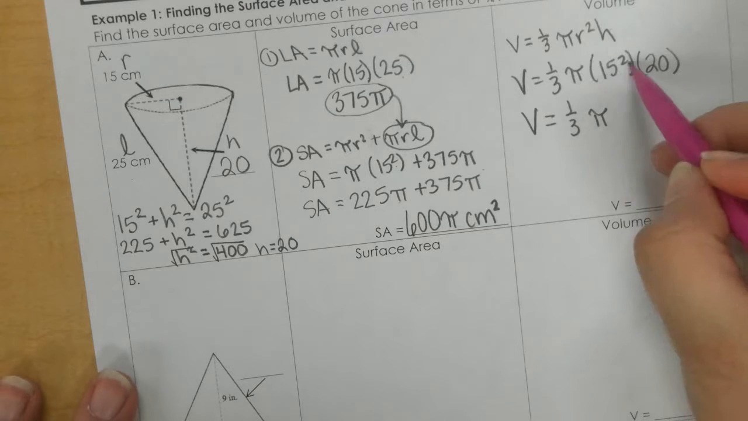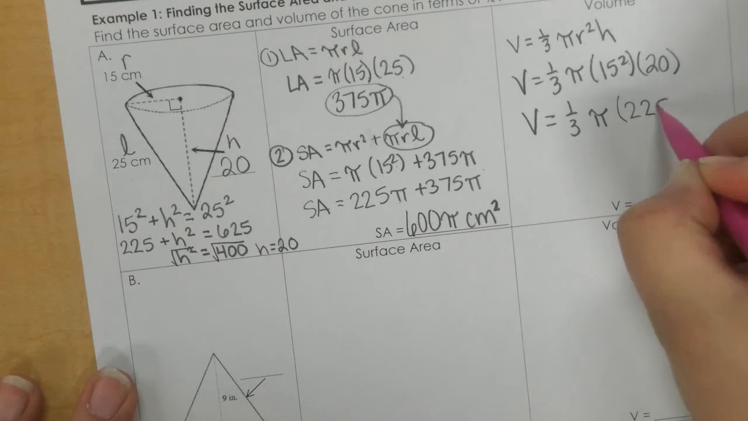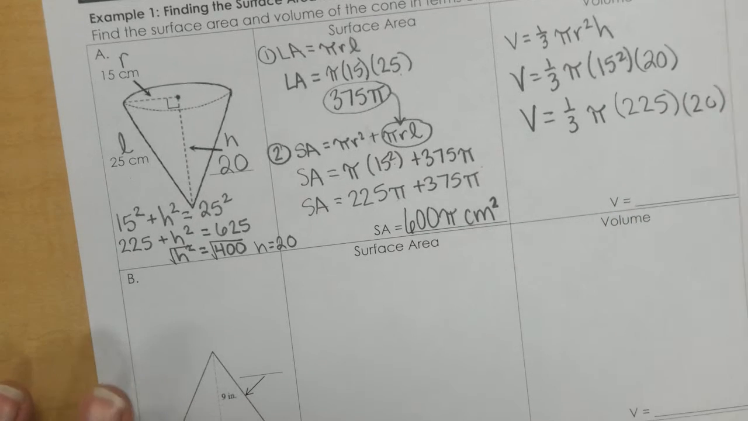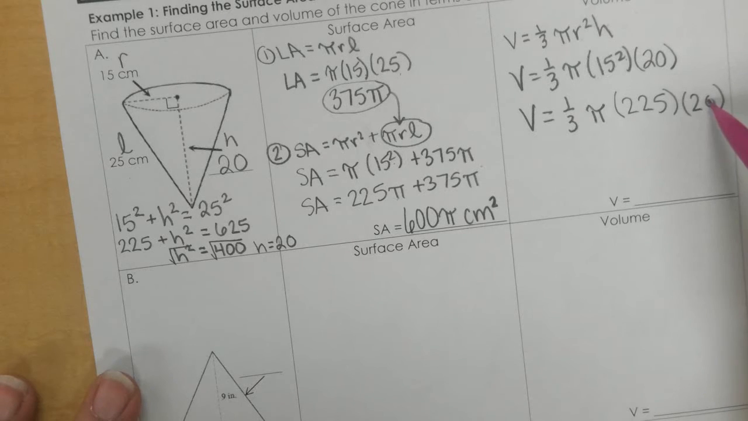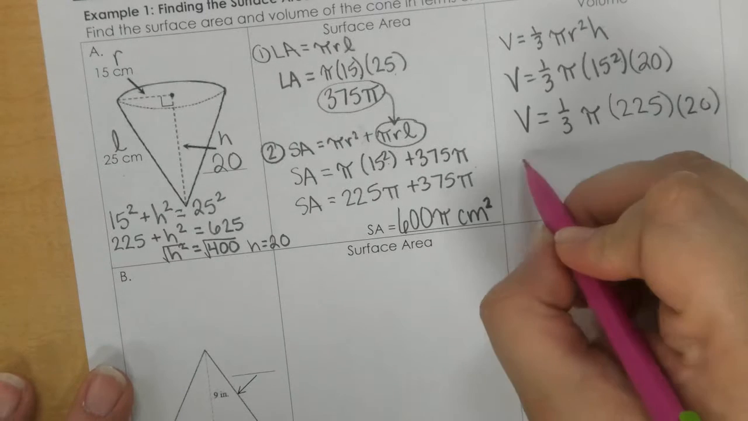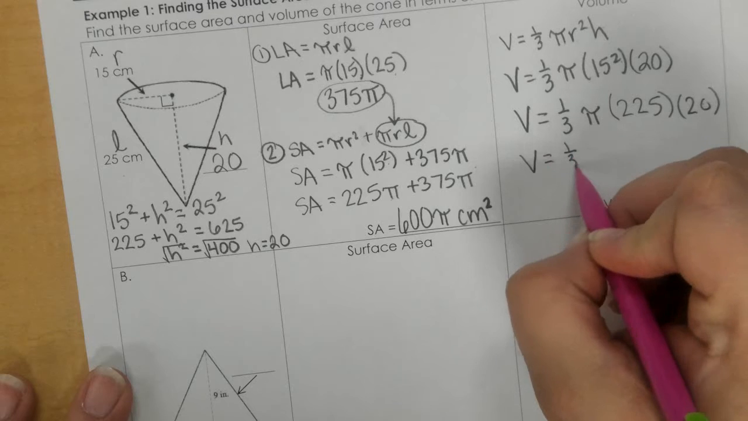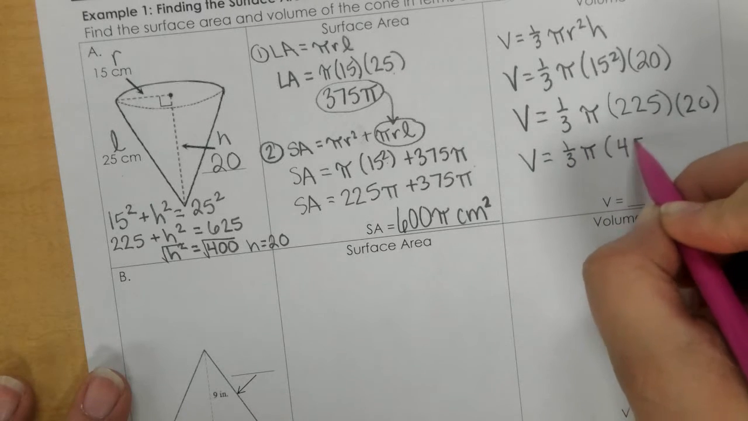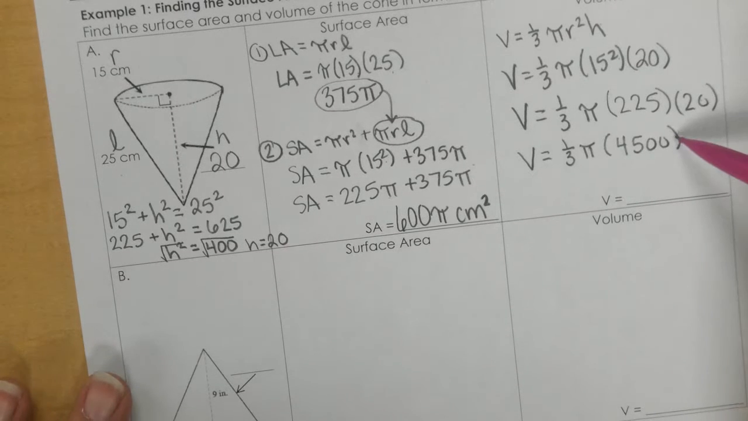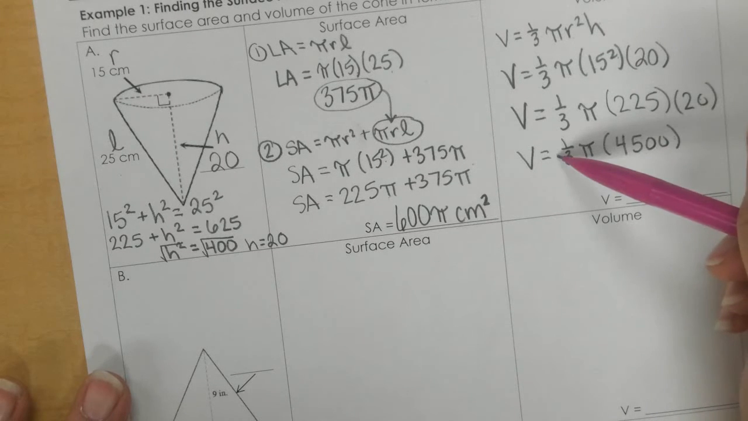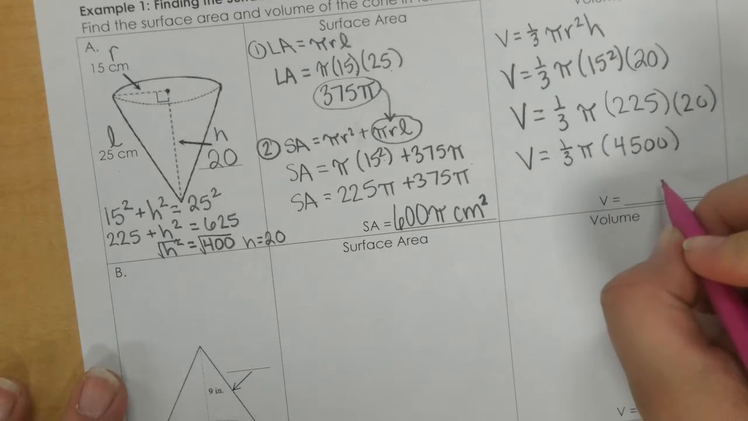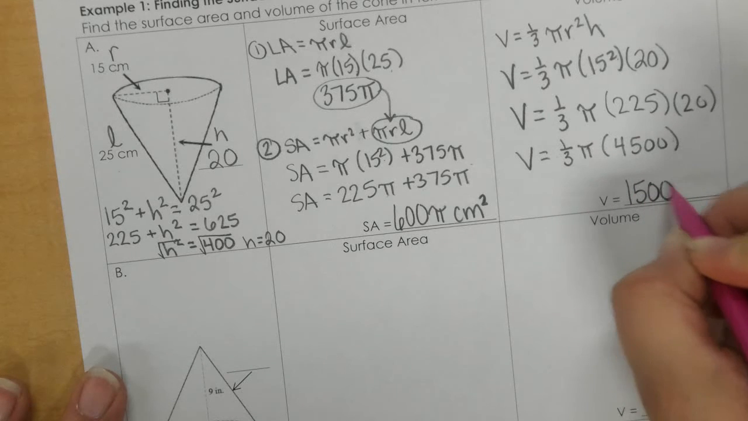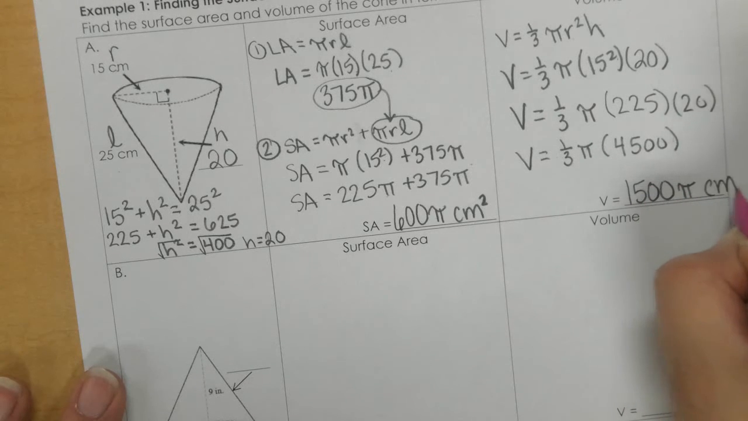So I would do 15 squared, get our 225. I would then multiply the 225 times the 20, giving us 4,500. And then I would divide that by that 3. And that would give us 1,500 pi centimeters cubed.